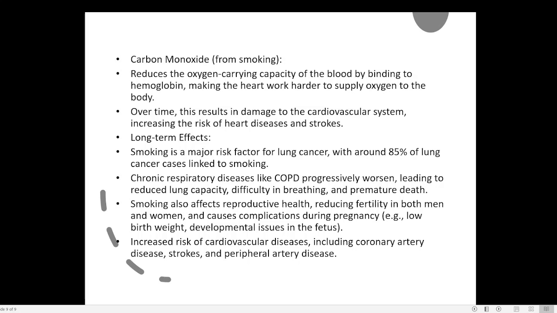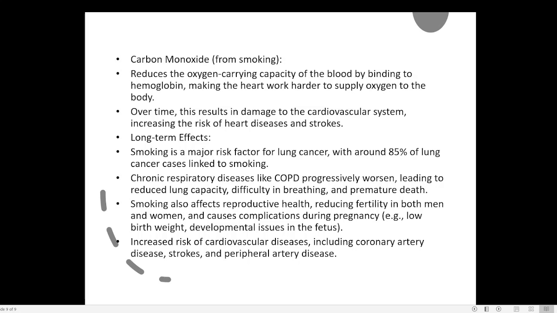Then you can also see that smoking affects reproductive health. It can reduce fertility in both men and women. Especially if young people are smoking, their reproductive system may be adversely affected, often causing complications during pregnancy like low birth weight and developmental issues in the fetus. Sometimes the fetus may develop improperly. That will be leading to the formation of improper babies. So this is the effect on the reproductive system.